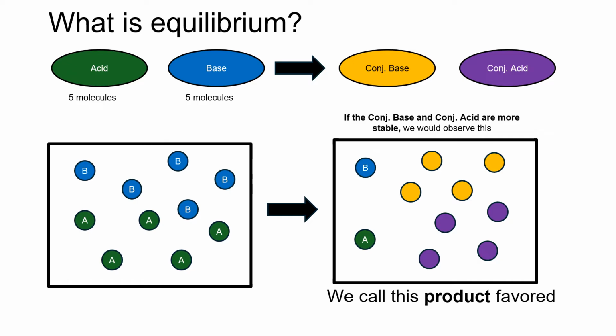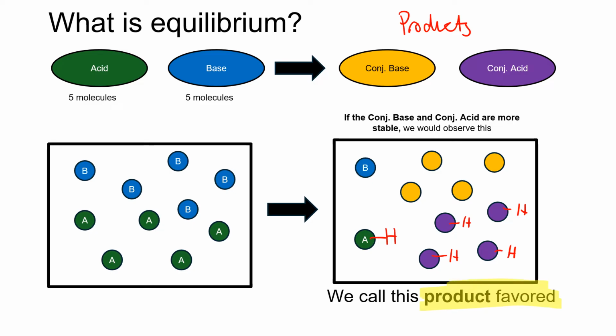So here in this example, we have our same 5 molecules of acid, same 5 molecules of base. But what do we observe over on the right-hand side? When I look, I see, okay, I still have a molecule of acid and a molecule of base left. A lot of it converted to become conjugate base and conjugate acid, but we still have a little bit of that starting material left, or our acid. But most of it reacted to form products. When this happens, we call this product favored.